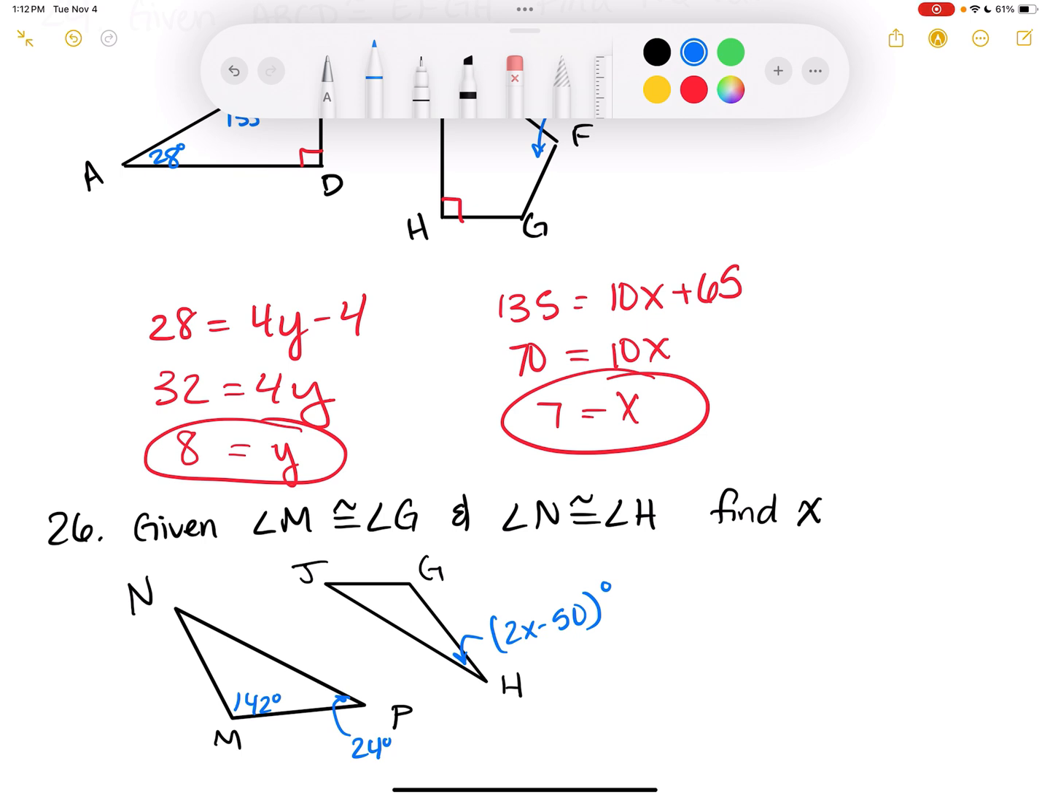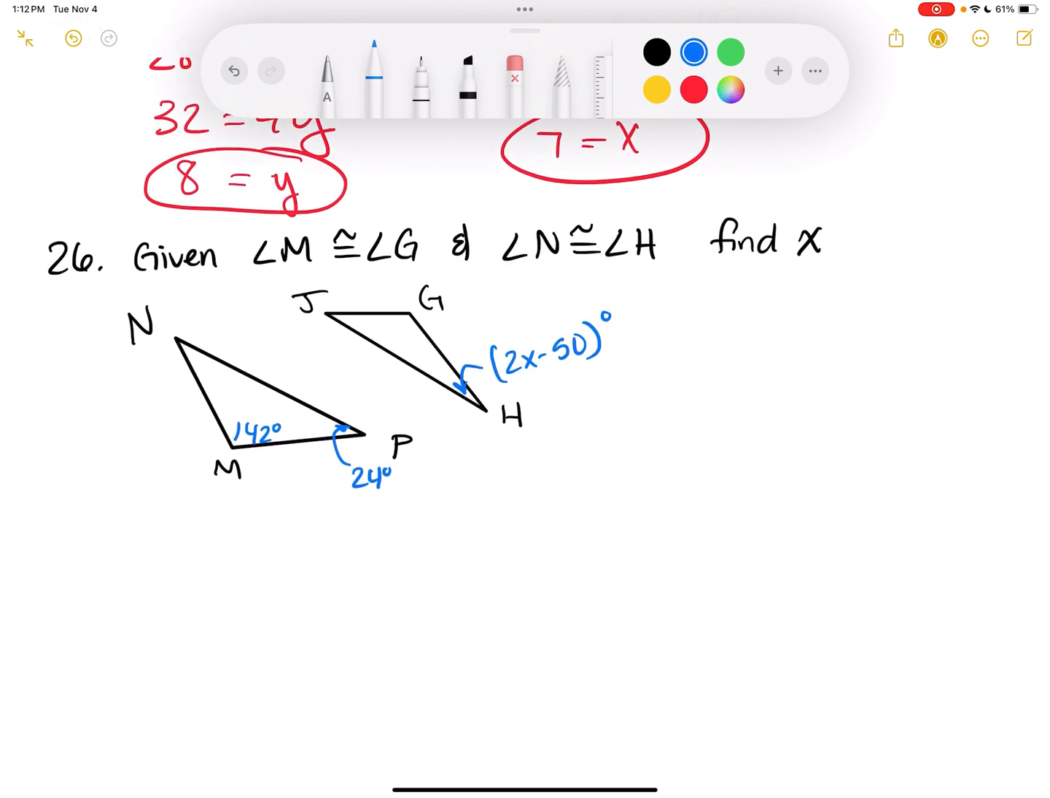All right, so probably the way I would start this problem is to show the things that are congruent to each other on here. So I know that M and G are congruent, so I'm going to put one of my arcs there. I know that N and H are congruent, so I'm going to put that there. So what else does that mean? P and J congruent. Why? The third angles theorem, I think it's called. Yep, the third angles theorem says that P and J also have to be congruent if the other two are congruent.